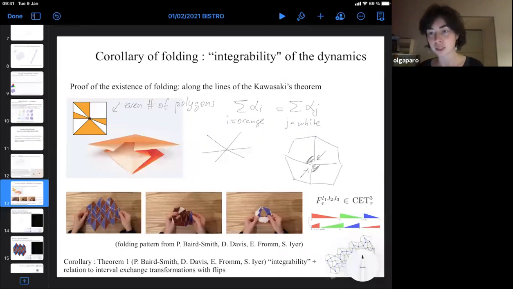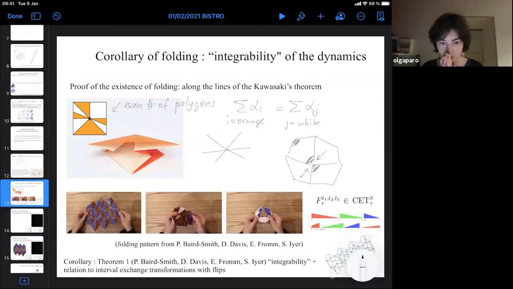This property of local foldability is equivalent to the fact that the opposite angles sum up to pi, so the quadrilateral has to be cyclic. So here we start to feel why cyclic quadrilaterals are needed to have this integrability of the dynamics, because the folding is present only for cyclic quadrilaterals. So, okay, we see how the tiling is folded globally.